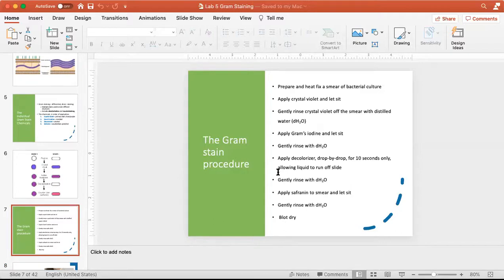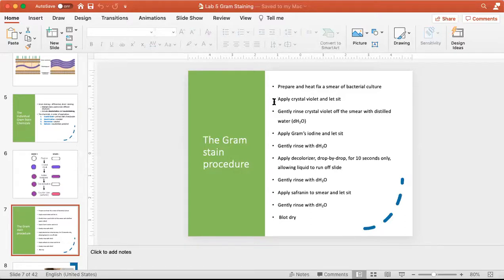Remember, the first thing you have to do is have a smear made, and you have to heat fix that smear. Always, always, always. If you want to stain bacterial cells, you have to make a smear, and you have to heat fix it. So we're going to apply the crystal violet, as we said, and we're going to let it sit. And specifically, we're going to let it sit for 30 seconds.